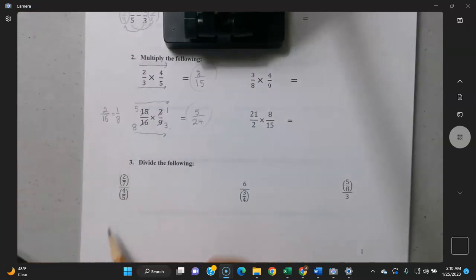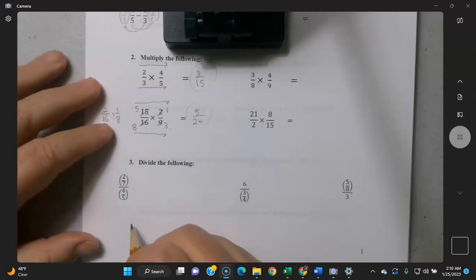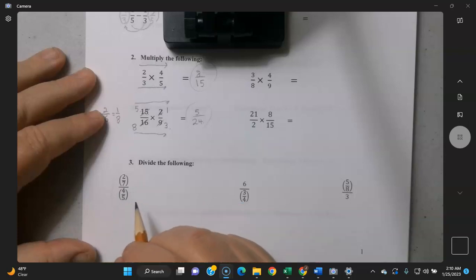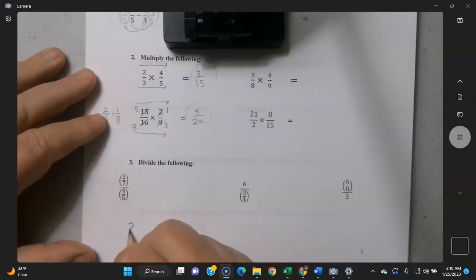I only gave you one of these, so I tell you what, I'm going to give you one down here as an example, and I want you to do this one. There is one on the video as an example as well. So I'm going to do this one, 2/3 divided by 5/8. I'm giving you an example, then you do this one.